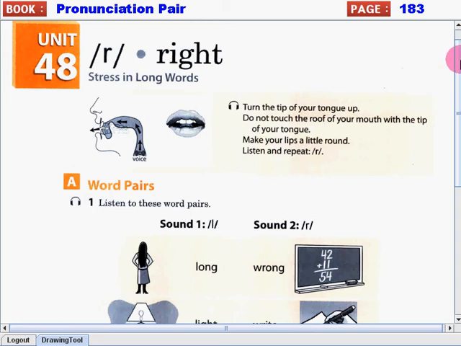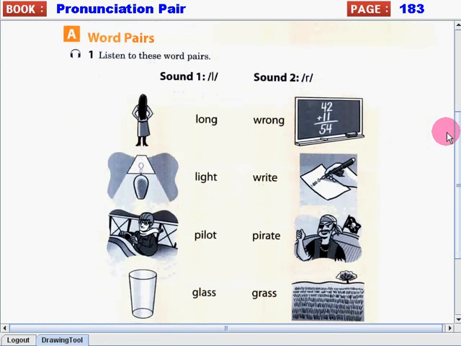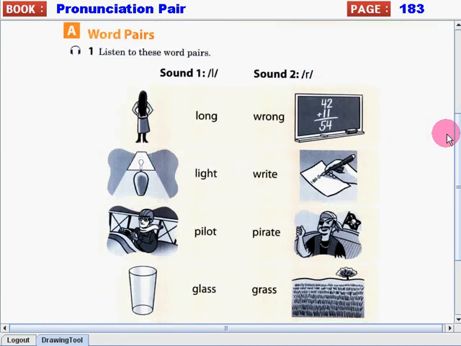Now that you already know how to produce the sound, let's take a look at our word pairs. We have here a group of words with the sound of L and a group of words with the sound of R. A while ago, I told you that non-native speakers often confuse these two sounds. Now, let's try to read the following word pairs and check if you can distinguish the sound of L from the sound of R. Let's start now.